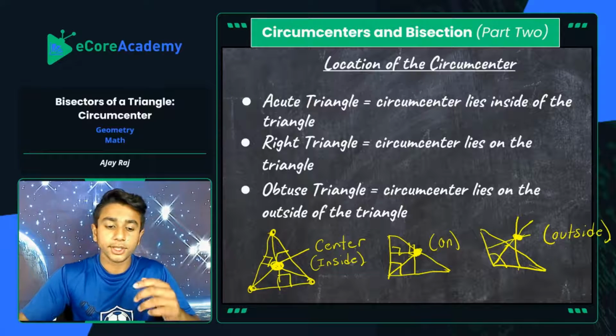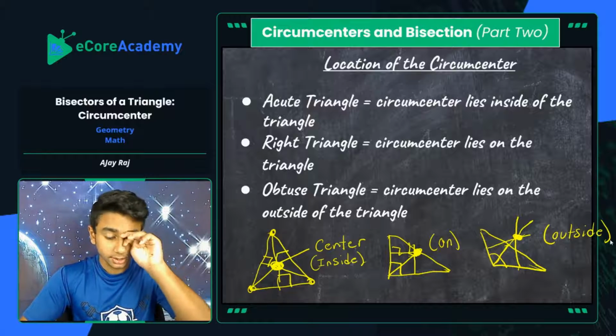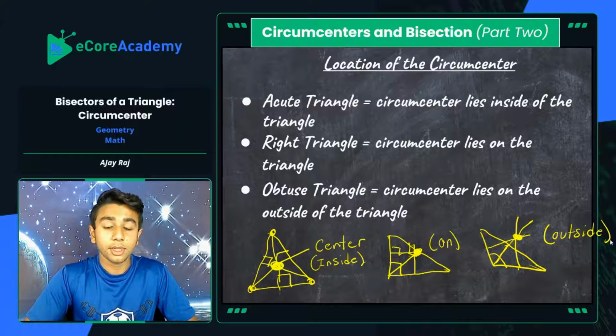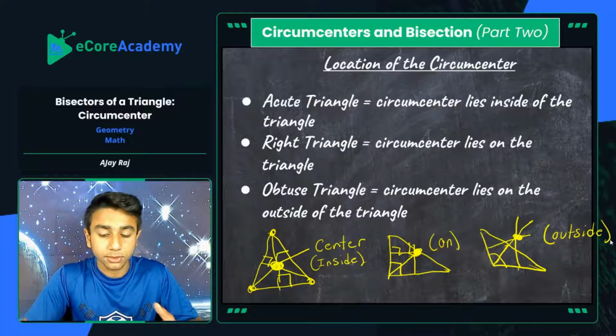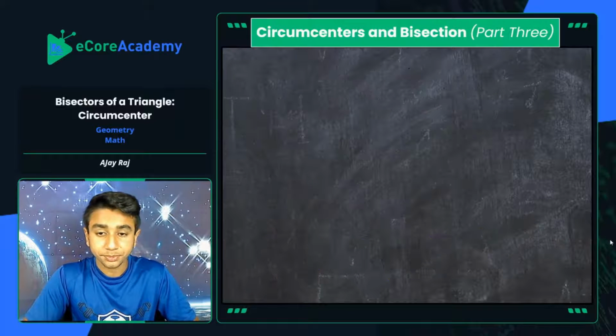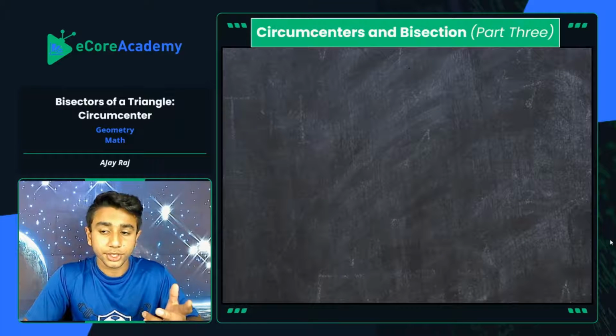I encourage you to try that yourself. Try and prove that in your own capabilities. Actually find out the side lengths of these triangles as well, on top of just the angles, and try and prove that yourself. But this will always be true in any case. So, circumcenters and bisection part 3.